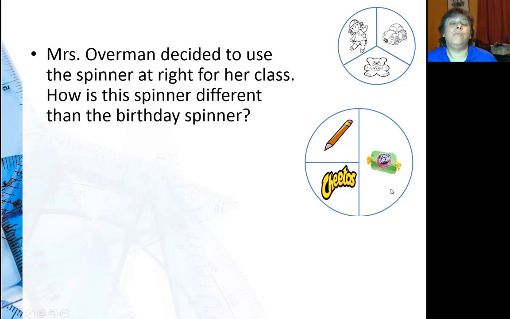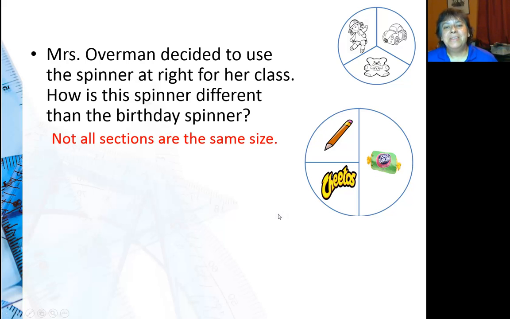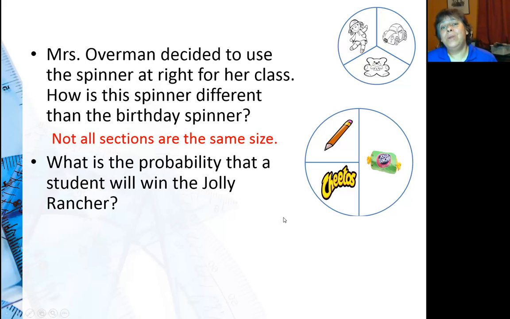Well, the Jolly Rancher area looks bigger. Maybe I want them to land on that more than I want them to land on Cheetos. Probably because Jolly Ranchers cost less than Cheetos. So, not all sections are the same size. And what is the probability that a student will win the Jolly Rancher?